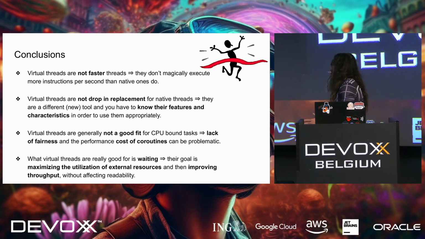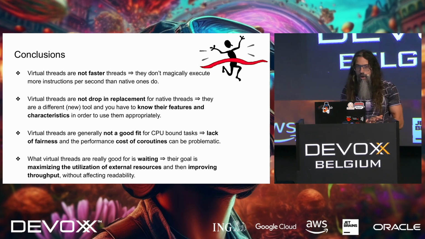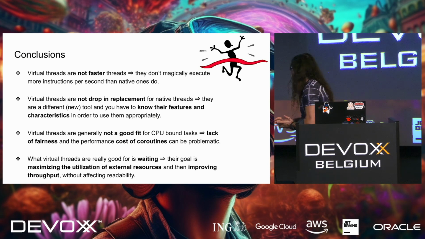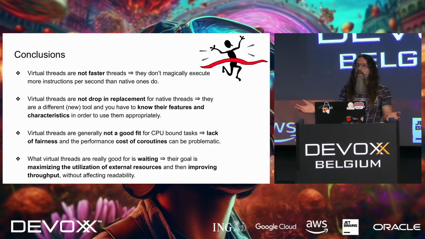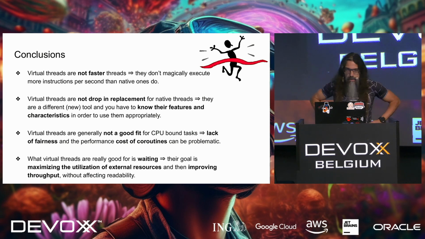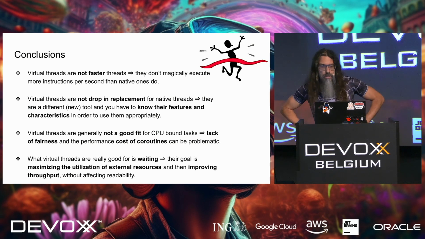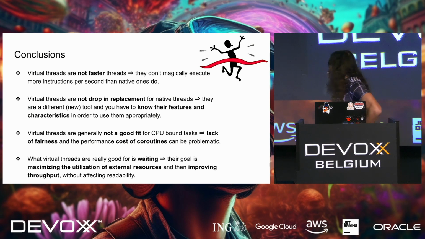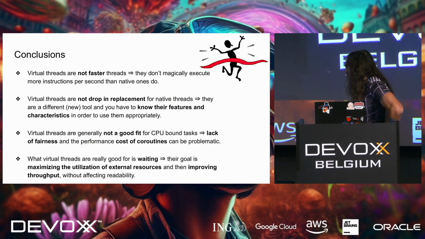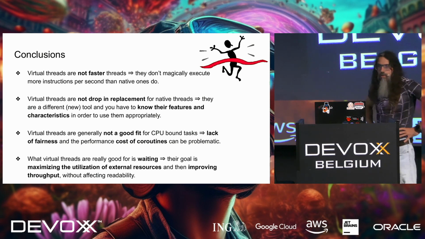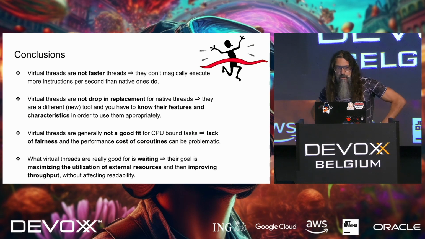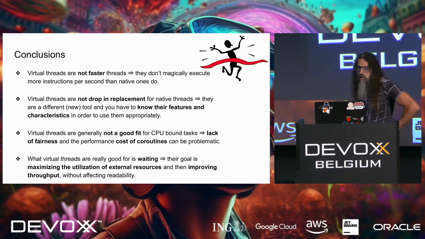So my conclusions are that yes, virtual threads are not faster threads. They have specific characteristics. They don't consume resources when they block. They are not a drop-in replacement for native threads, so you don't take all native threads in your application and replace them with virtual threads. This is not a good idea. And they are usually not a good fit for CPU-bound tasks. The thing that they do really, really well is waiting without wasting any machine resources.